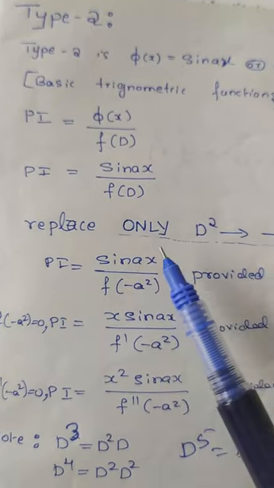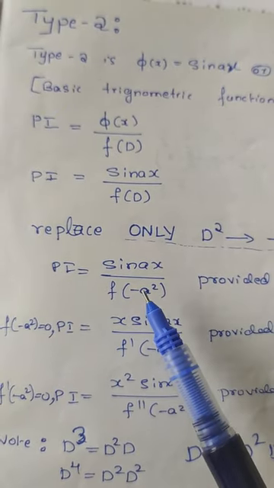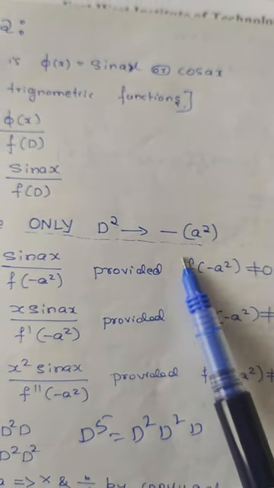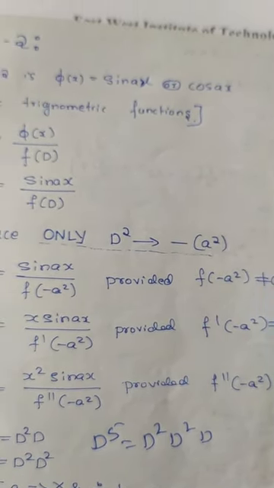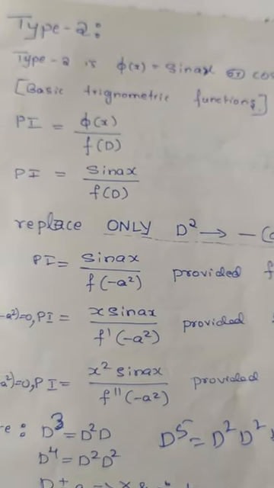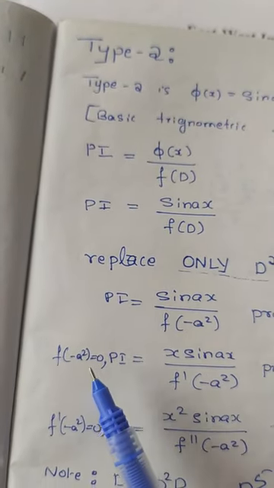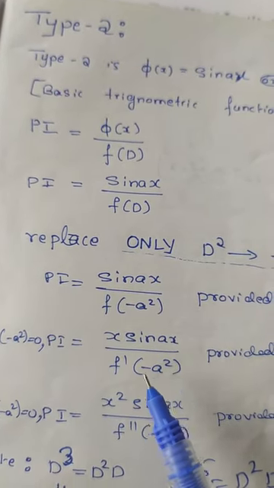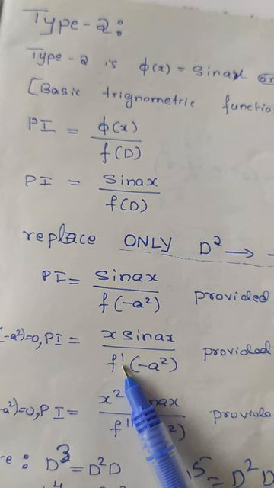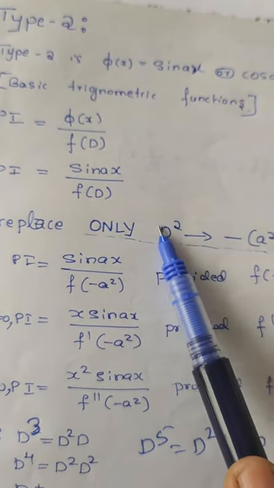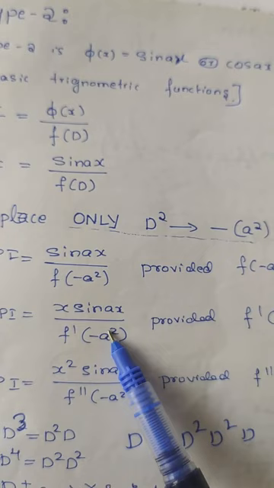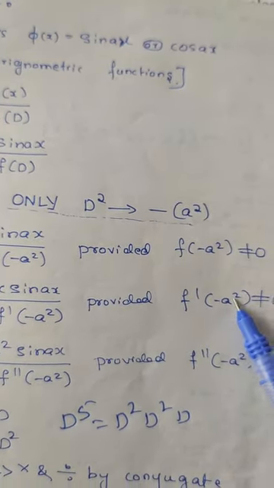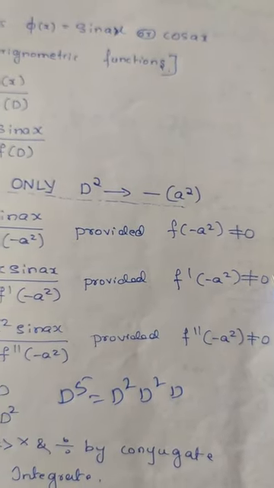Then PI becomes sin ax divided by f of minus a square, provided the denominator term f of minus a square is not equal to 0. By chance, if f of minus a square is 0, then multiply the numerator with x, differentiate f of D with respect to D, and again replace only the D square term with minus a square, provided f dash of minus a square is not equal to 0.